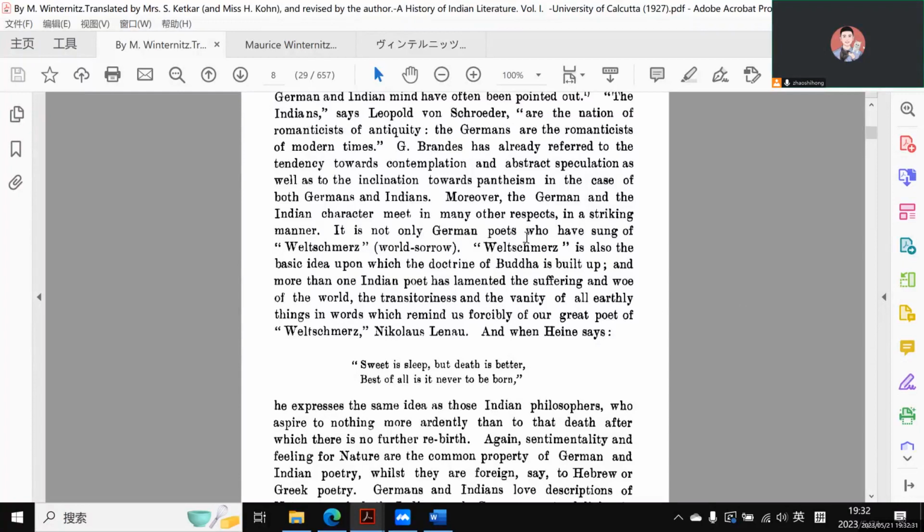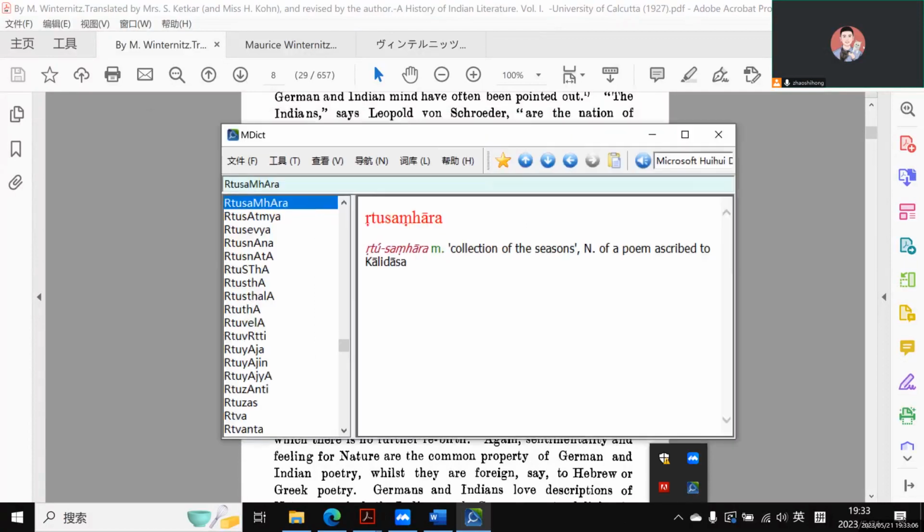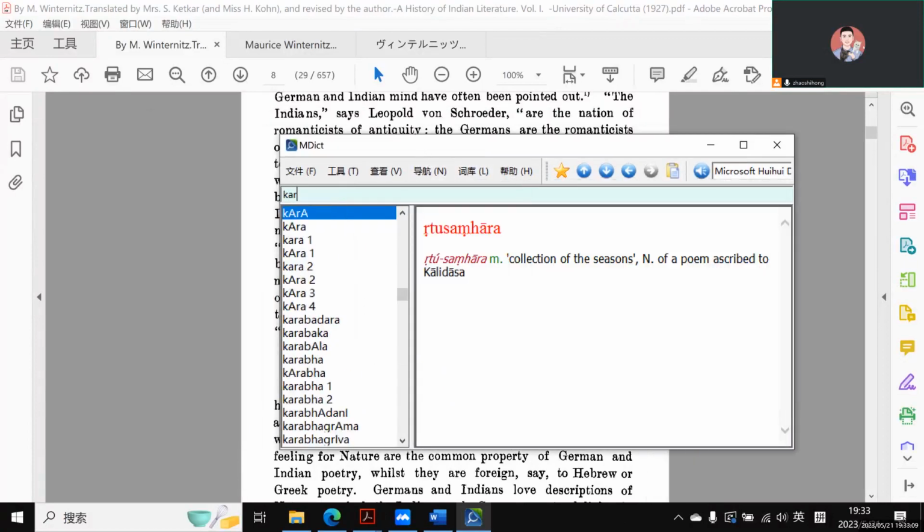For example, here we have, yeah: Moreover, the German and the Indian character meet in many respects in a striking manner. It is not only German poets who have sounded the Weltschmerz, world sorrow. Weltschmerz is also the basic idea upon which the doctrine of Buddha is built up. Yeah, the so-called, I don't know that word in English. Sympathy? I don't know how to say this karuna in English.